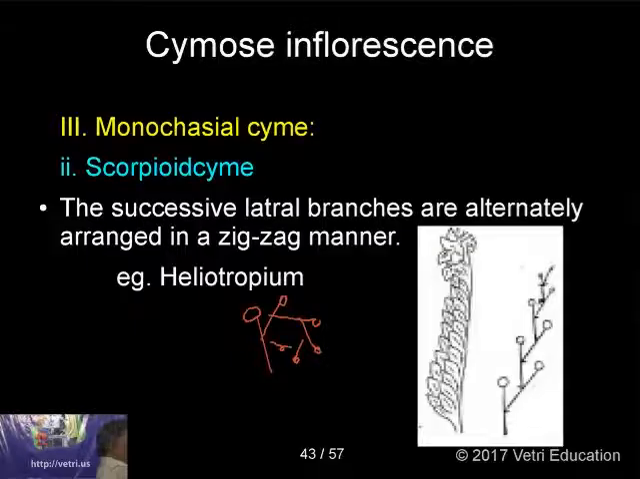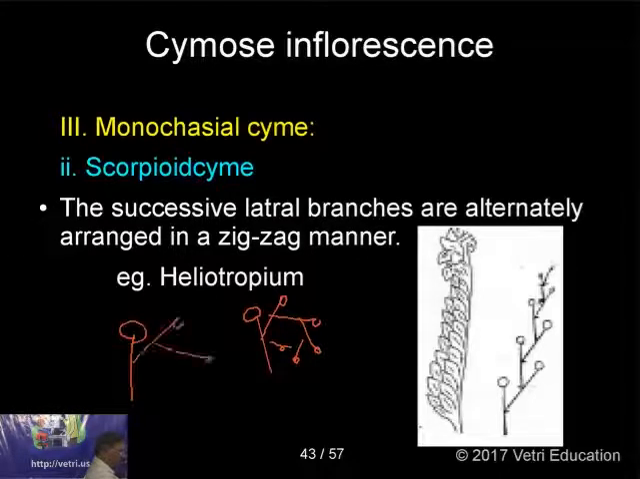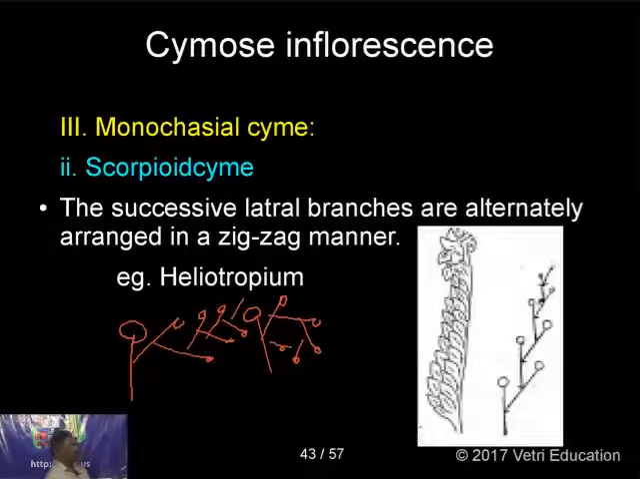The second one, the scorpioid cyme. As I told you, here the branches are always on one side, whereas here the branches are alternately arranged. Alternately, right side, left side, just like a zigzag way. So this is called a scorpioid manner. Scorpion means just like a snake moving this side, that side. So it is called a scorpioid cyme, in a zigzag manner. Example, Heliotropium. Here you can find the branch right side, left side, right side, left side, and so on. This type is known as scorpioid cyme, example, Heliotropium.